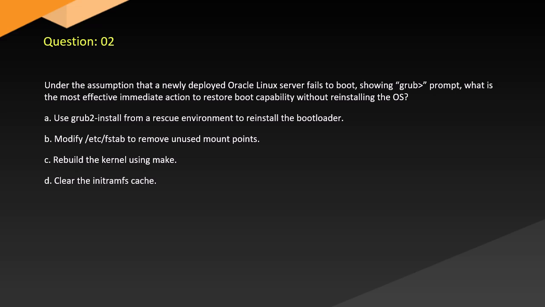Question 2. Under the assumption that a newly deployed Oracle Linux server fails to boot, showing a GRUB prompt, what was the most effective immediate action to restore boot capability without reinstalling the OS? A. Use grub-install from a rescue environment to reinstall the bootloader. B. Modify fstab to remove unused mount points. C. Rebuild the kernel using make. D. Clear the initramfs cache.